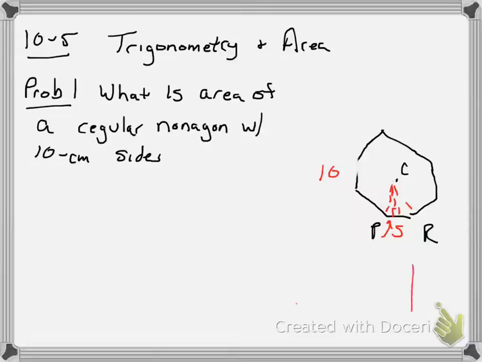Well, let's blow that triangle up down there that I'm looking for. This is our side down here. This is our apothem. Our side is 10. Well, that's half of it, which is 5. So let's go ahead and find what this is.